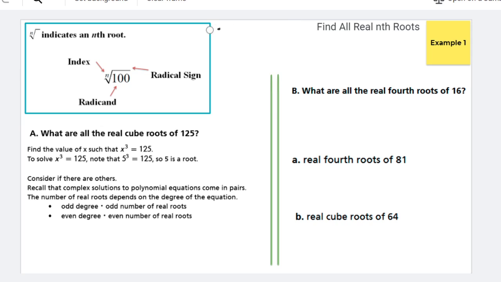In today's video, we are looking at finding all real nth roots. So I just want to explain a little bit of vocabulary and what it means to be an nth root.